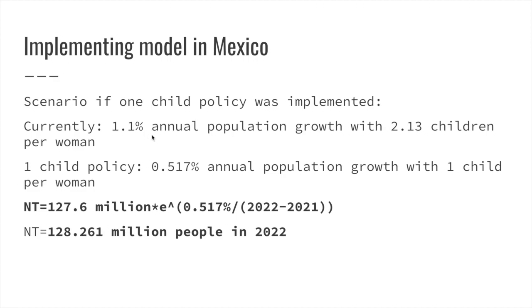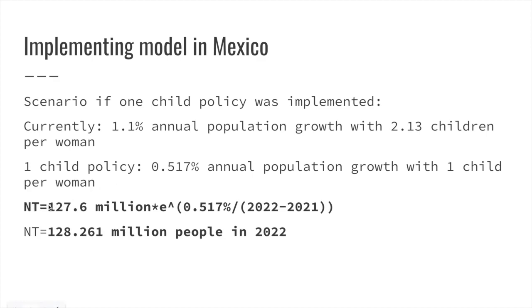So here's an example of how I implemented my simulation in Mexico. So in Mexico, if the one child policy was implemented, we can see that the population will decrease because currently the annual population growth is 1.1% with 2.13 children per woman. And the one child policy scenario would involve a 0.517 annual population growth with one child per woman.